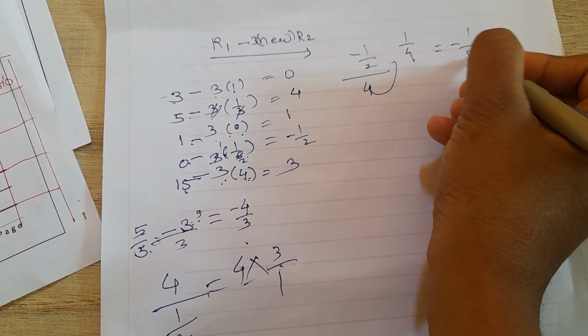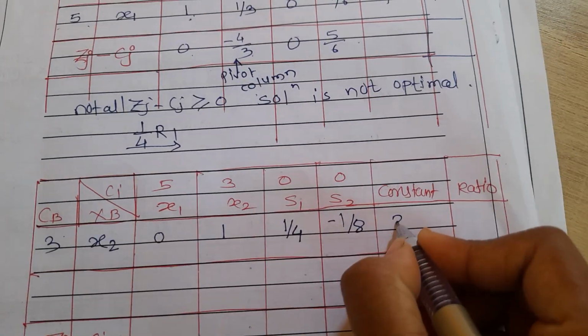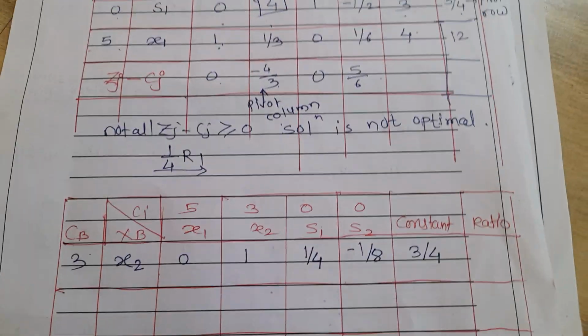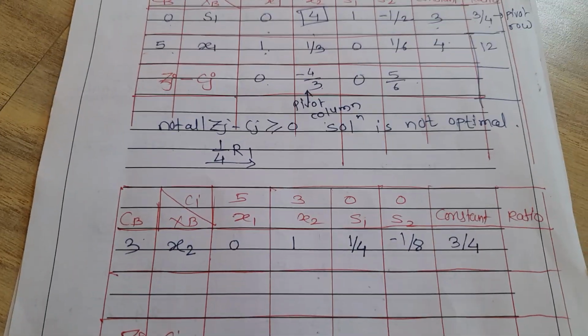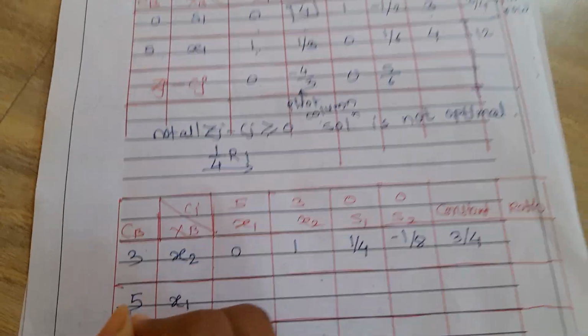Then it becomes minus 1 upon 8. Then 3 becomes 3 upon 4. Okay, the first row is completed. Now change the second row. It is x1, it is 5.